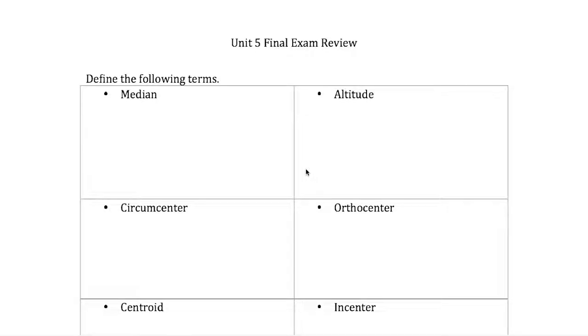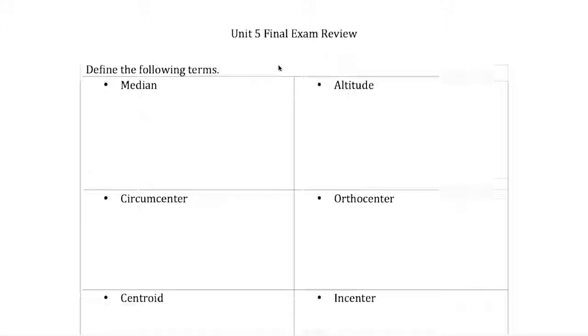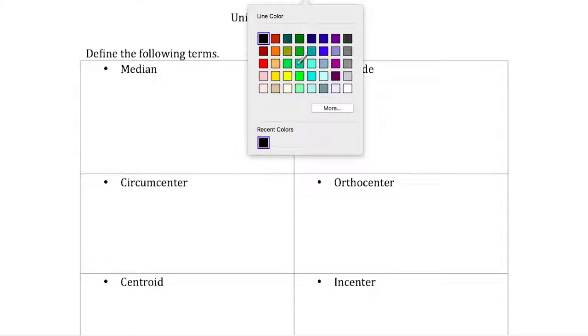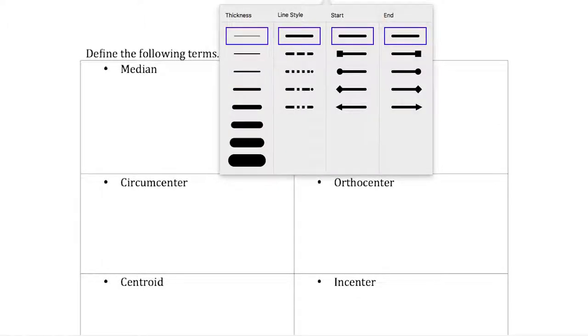Okay, so we're going to go right into it and do your Unit 5 final review. Unit 5 was all about triangles, and one of the key elements was vocabulary. So we want to make sure that we know these vocabulary words as we review all the different parts of the triangle. So the first one is a median.